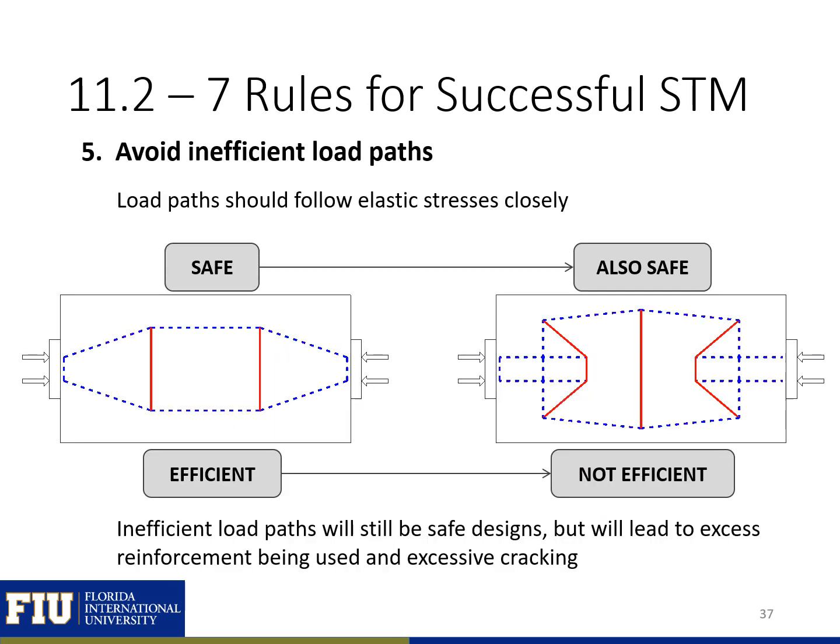Our next rule is we want to try to avoid inefficient load paths. So the load path should follow the elastic stresses as closely as possible. The model on the left, you can see it follows the elastic stress distribution that we found earlier. We're going to have a safe design using this model and an efficient design using this model. We can come up with any other model we want here. So this model would also lead to a safe design, but this design would not be as efficient as the design on the left. So inefficient load paths are still going to be safe for design, but they're going to lead to excessive reinforcement being used and excessive cracking.